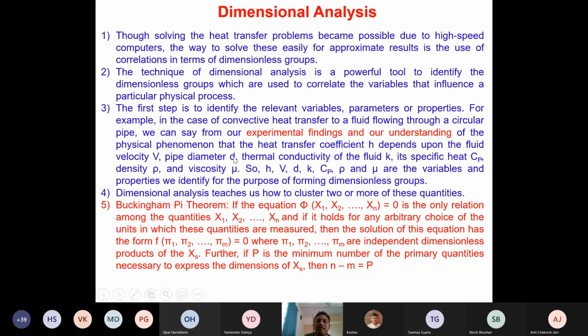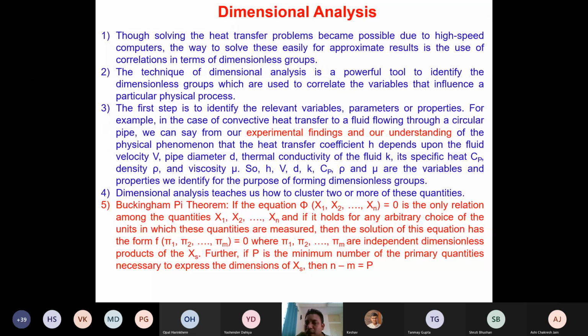Okay. So we can say from our experimental finding or from our understanding that the heat transfer coefficient H depends upon the fluid velocity V, pipe diameter D, thermal conductivity of the fluid K, its specific heat Cp, density rho, and viscosity mu. So these are the parameters or the variables which are going to be related. So H, V, D, K, Cp, rho, and mu are the variables and properties we identify for the purpose of finding the dimensionless group. So here our objective is to find out the dimensionless groups which are going to give me the correlations for the heat transfer coefficient.